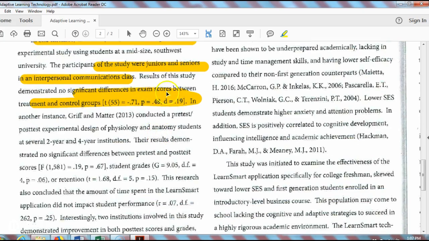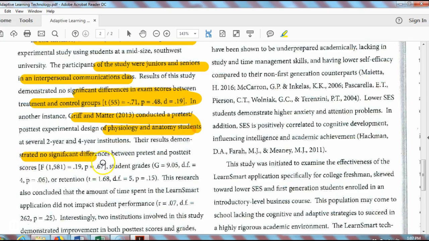But we report the results because these results said that there were no differences in exam scores. So there's no differences in performance of students who use this technology. That went against what our hypothesis was because we didn't feel that way. Here's another one where there was a pre-test, post-test, which was a much better study of physiology and anatomy students. Their results said no significant difference.